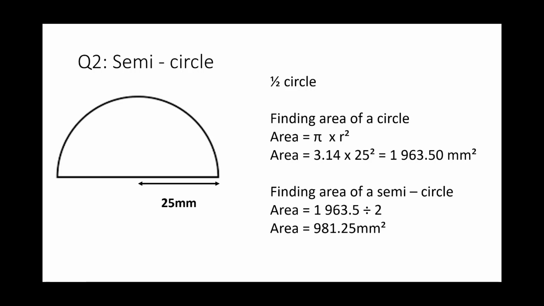Now that we know the area of a whole circle, you just need to divide it in half, and you will have the answer, which is 981.25 millimeters squared.